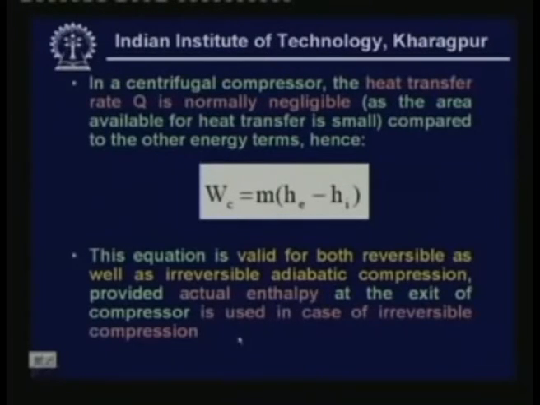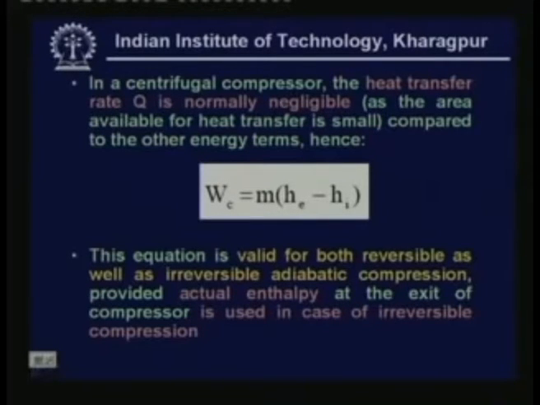So in a centrifugal compressor, the heat transfer rate Q is normally negligible, as the area available for heat transfer is small. That means heat transfer rate is negligible compared to other energy terms, so you can neglect it. Once you neglect the heat transfer rate, the power input to the compressor is simply given by mass flow rate times enthalpy rise across the compressor, that is He minus Hi.